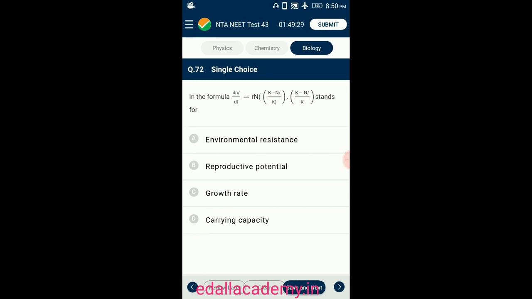Question number 72. In the given formula stands for. The given formula stands for environmental resistance. Environmental resistance is the sum of the environmental factors such as droughts, mineral deficiencies and competition that tend to restrict the biotic potential of an organism or kind of organism and impose a limit of numerical increase. So the answer for this question is option A, environmental resistance.